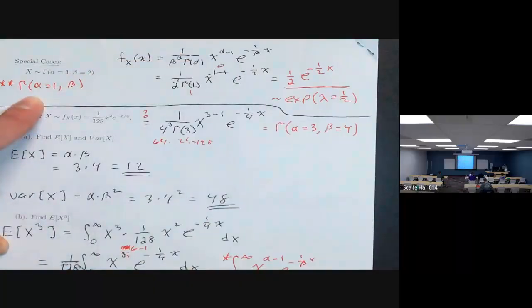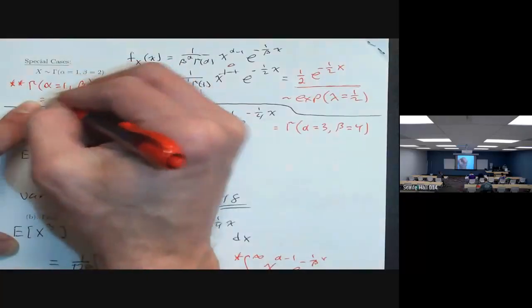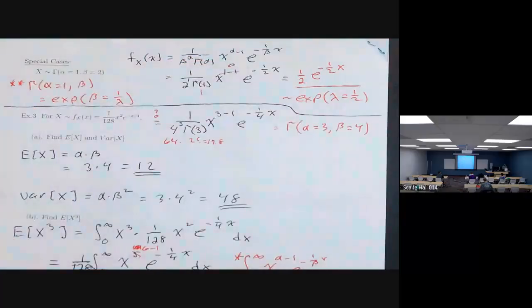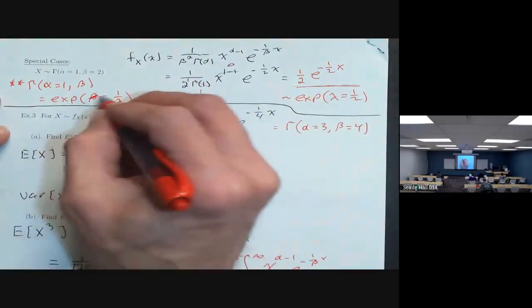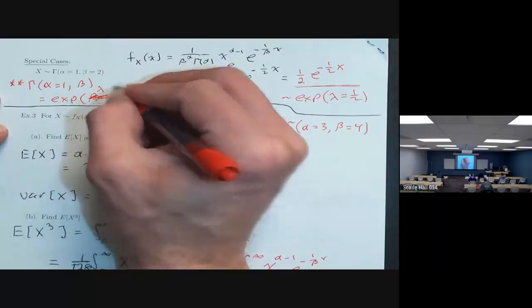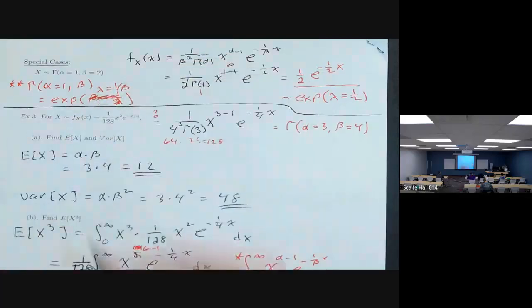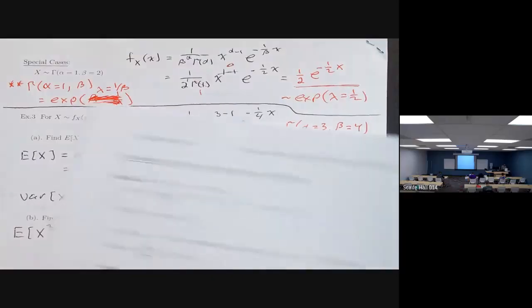So any gamma where alpha is equal to 1 is an exponential where my lambda for my exponential is 1 over beta. I wrote that backwards, sorry. Okay, sorry about that. With that, I'm going to roll into this part 2.